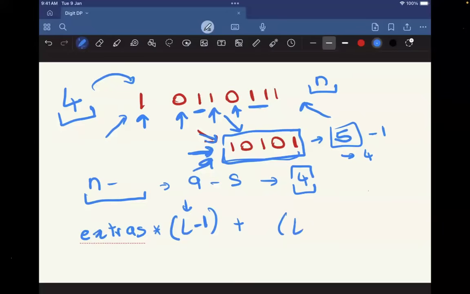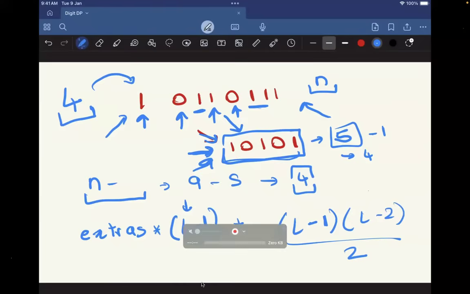Isn't it L minus 1 into L minus 2 by 2? Yes or no, guys? Tell me. Yes? Okay. Now, if this much is clear, guys, what is the number of extras? Isn't it again now just n minus L? Yes or no, guys?